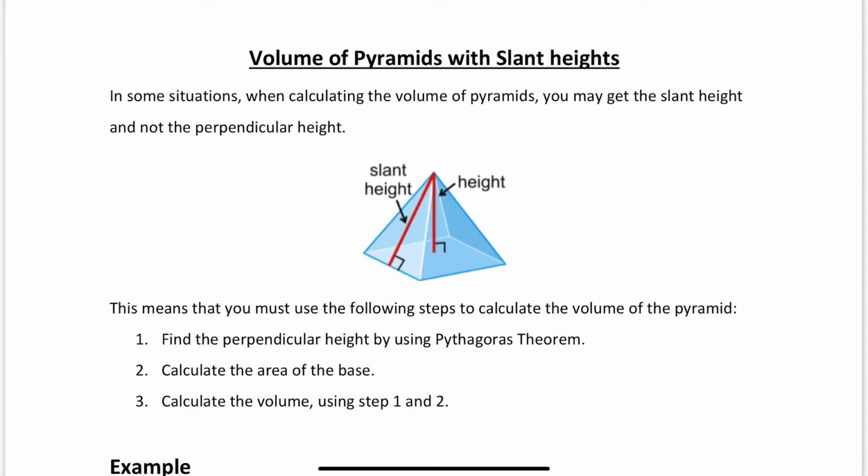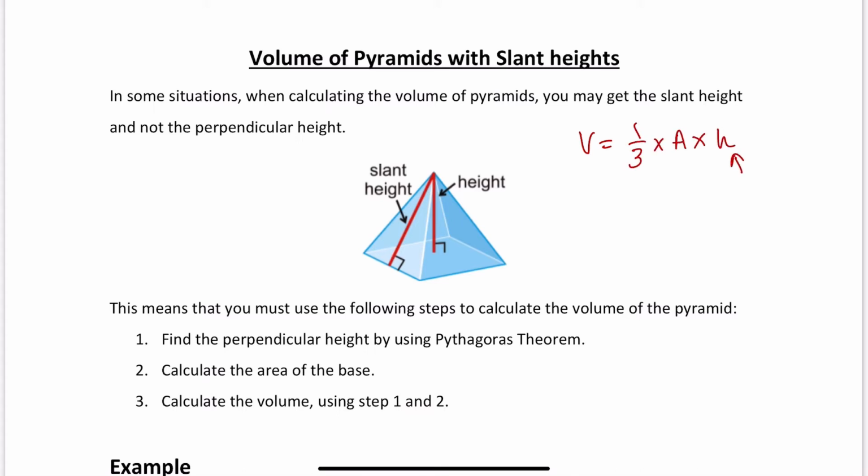Hey everyone, in this lesson we're going to go through how to find the volume of pyramids with given slant heights. So in some situations when calculating the volume of pyramids, you may get the slant height instead of the perpendicular height. If we remember from the previous video, the volume of a pyramid was equal to 1/3 times the area of the base times the height.